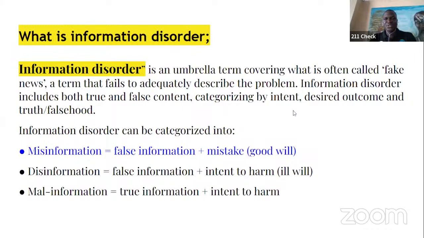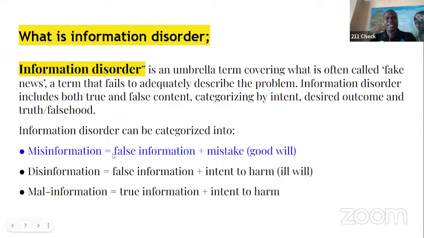We categorize this information disorder by intent, desired outcome, and truth or falsehood of that information. So these three things help us categorize fake news: the intention of the news, the desired outcome of the news, and the truth or the falsehood of that particular news content. And when we do this, we get two categories.